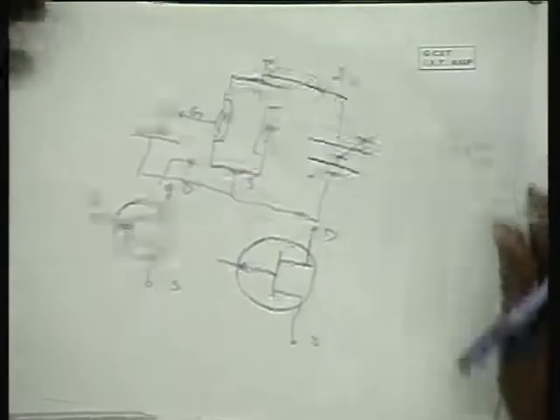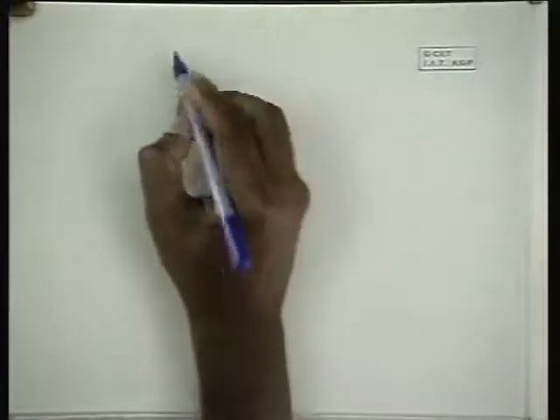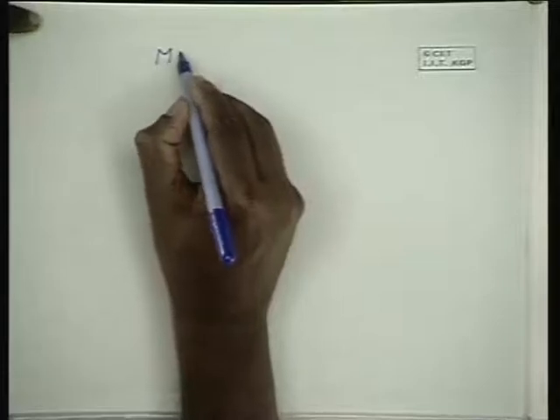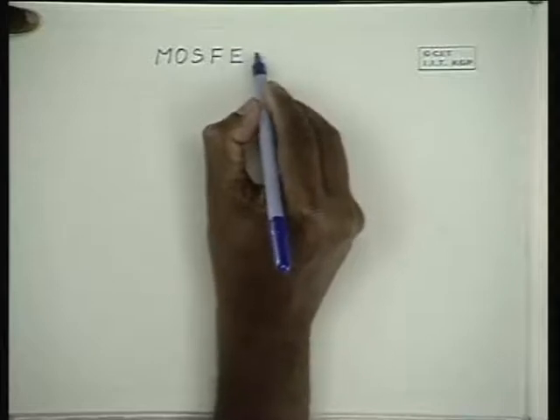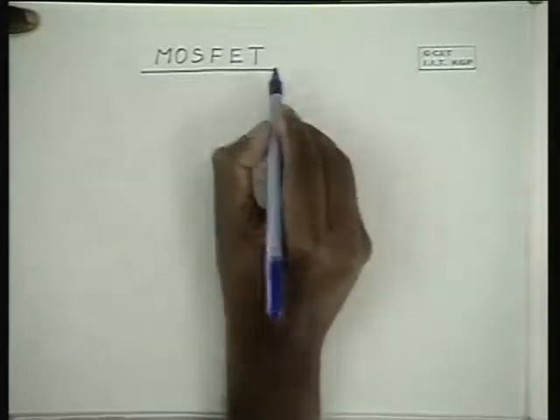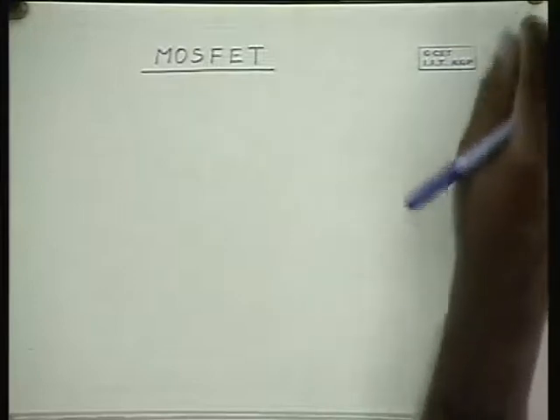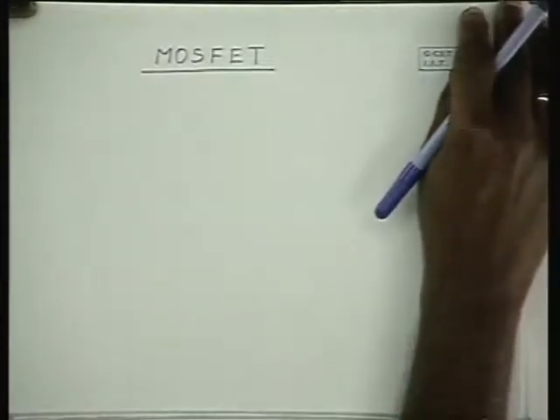Now let us look at the construction and characteristics of a MOSFET, metal oxide semiconductor field effect transistor. As I explained earlier, it is a very important device which is very widely used in digital ICs, particularly the CPU chips and memory chips.